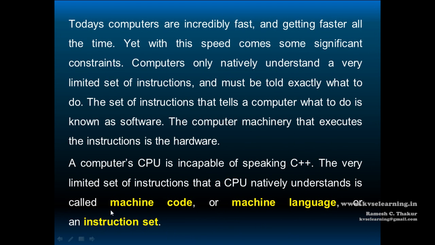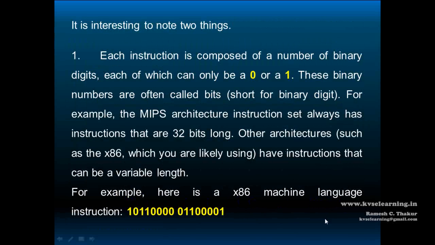Actually, there are certain limitations or drawbacks associated with machine language. We shall discuss them here in this video lesson. It is interesting to note two things. Each instruction is composed of a number of binary digits, each of which can only be a 0 or a 1. It means every instruction is a combination of zeros and ones.